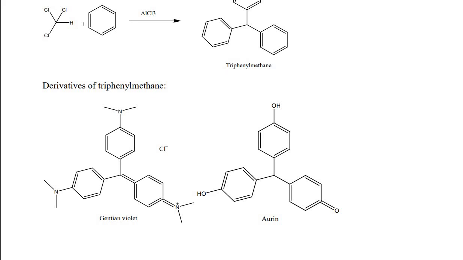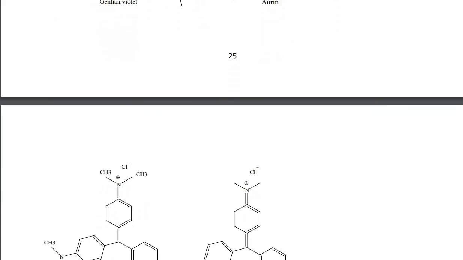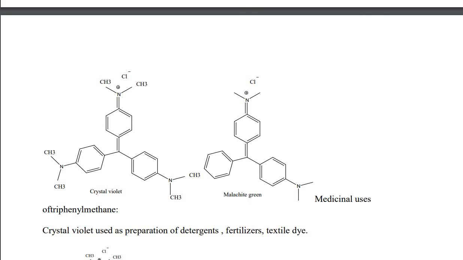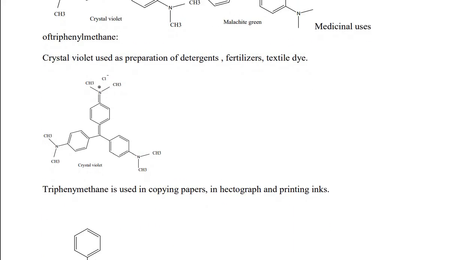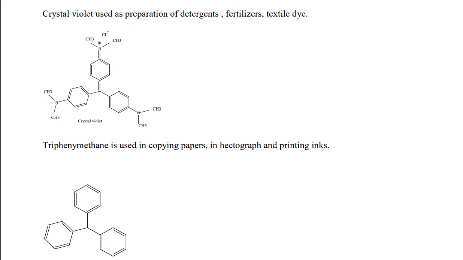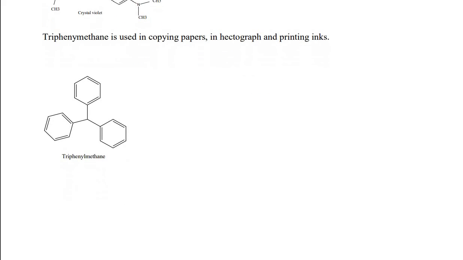And derivatives of triphenyl methane, you can see gentian violet and rhodamine. These are the derivatives. Now you can see the crystal violet and malachite green, all contain triphenyl methane. Medicinal uses: now you can see the crystal violet. Triphenyl methane is used in copying papers, in hectographs and paintings.